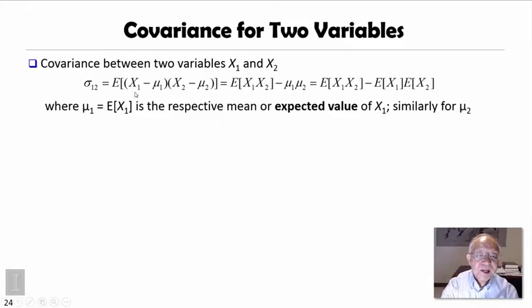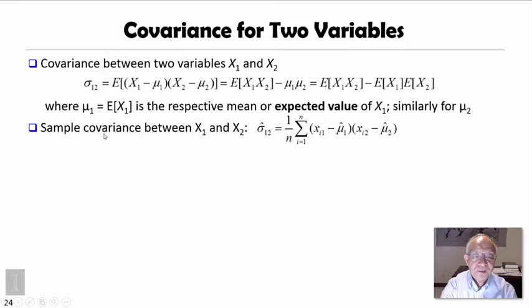The original definition looks at x1, the difference from its mean value mu1, and x2, the difference from x2's mean value or expected value. Then we look at their expectation. Mathematically, we can also transform this into this form.